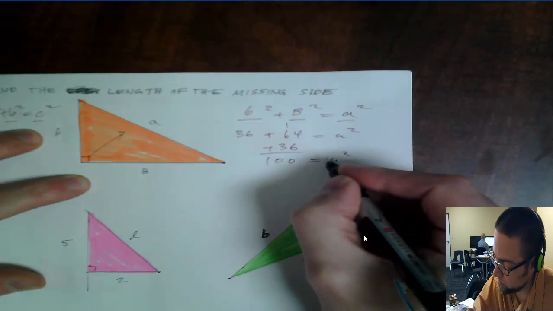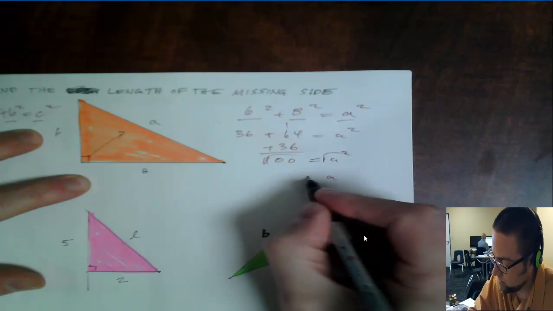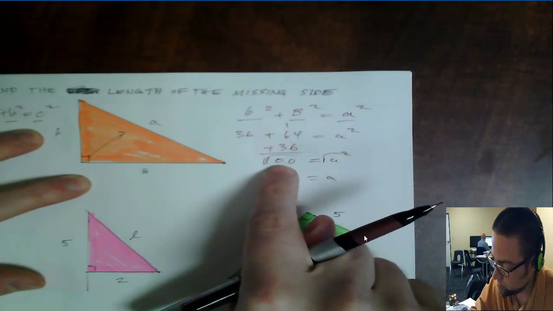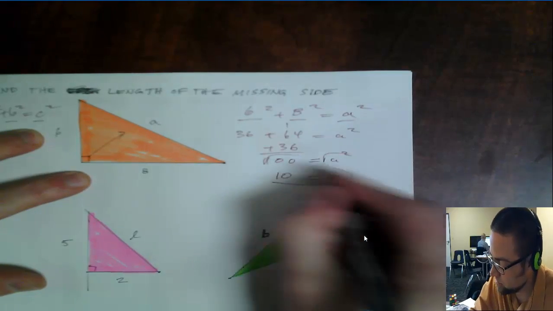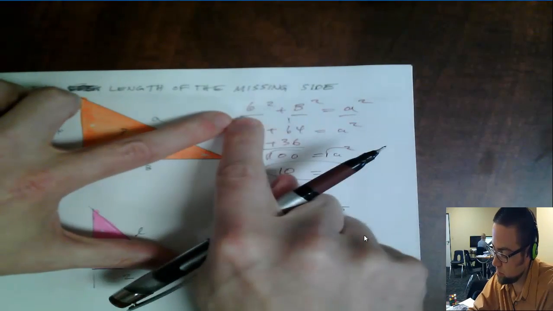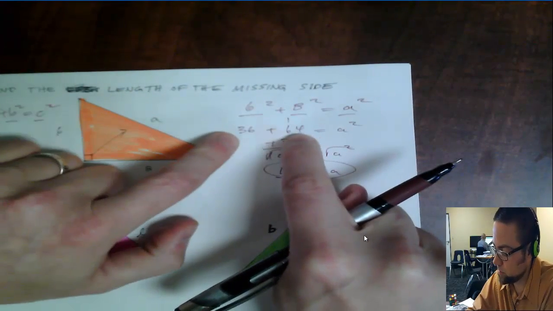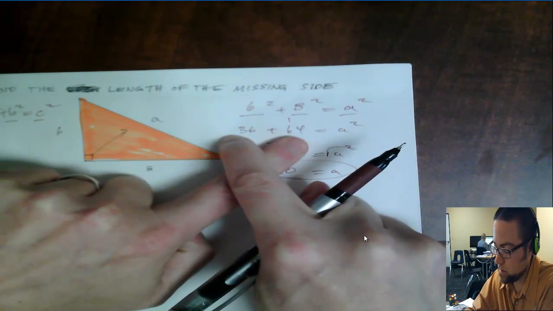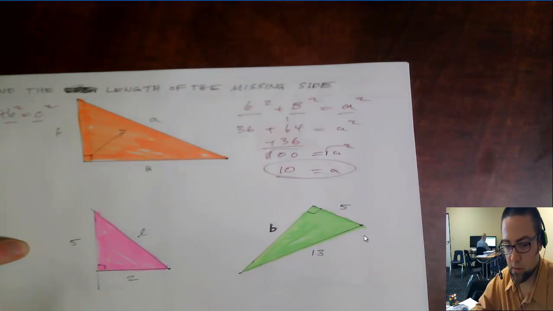So what is a? I just square root both sides. The square root of a squared is just a, and the square root of 100, what number times itself is 100? Well, 10 times 10 is 100, so a is equal to 10. Now, what if I had switched, what if it was 8 squared plus 6 squared? Well, 8 squared would be 64, and 64 plus 36, well, the order doesn't matter here. The addition is commutative, so it didn't matter if I put 8 first or 6 first. As long as you put both legs in there, you'll still get the right answer.